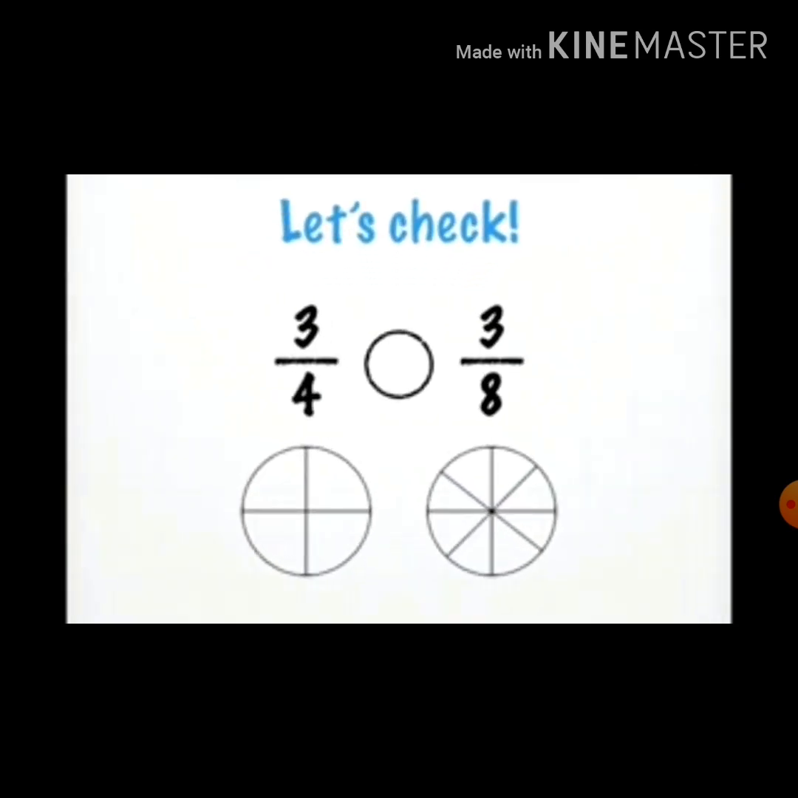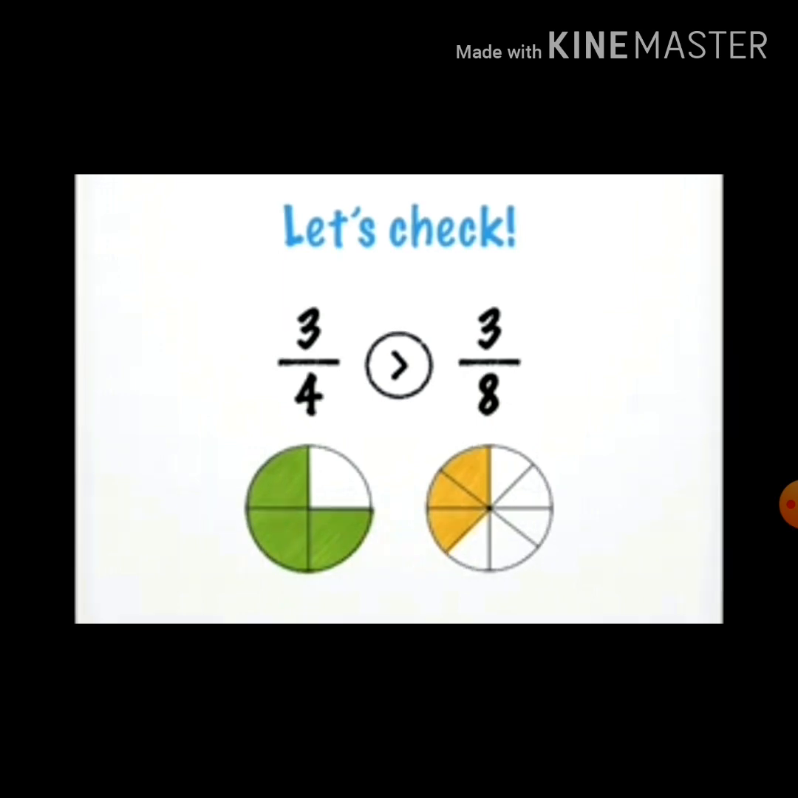3/4, 3/8. The first model is cut into 4 parts, we shade 3. The second one is cut into 8 parts, we shade 3 also. But the 3 in the 3/4 is more than the 3/8. So 3/4 is greater than 3/8.